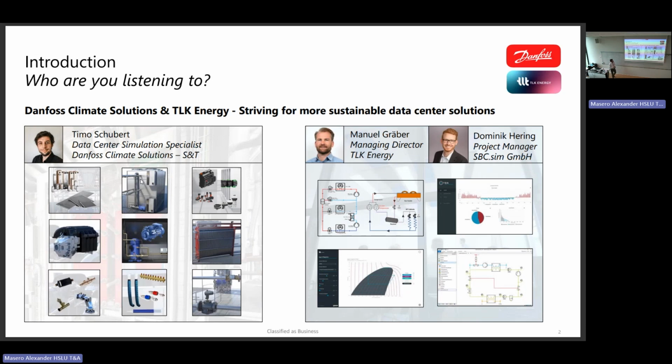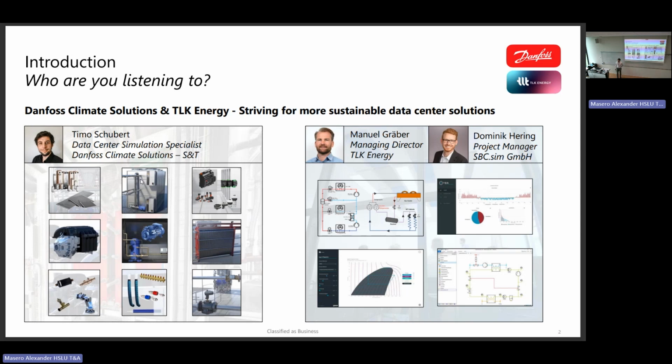My name is Timo Schubert. I'm a data center simulation specialist in Danfoss Climate Solutions. And that's maybe the little bit interactive part of the presentation today. Who of you knows Danfoss? Maybe you can raise your arm. Oh, okay. Surprisingly, a lot. Now it's the tougher question. Who knows more than one product we are selling, and radiator thermostats don't count? Maybe also, can you raise your arm? Now it's getting difficult.